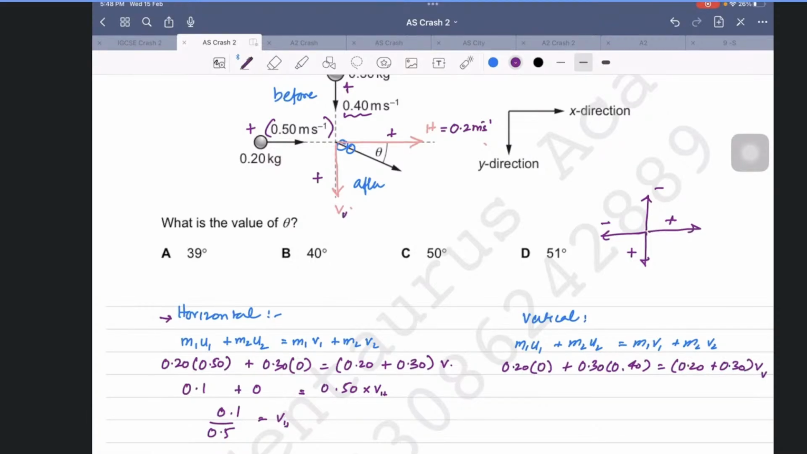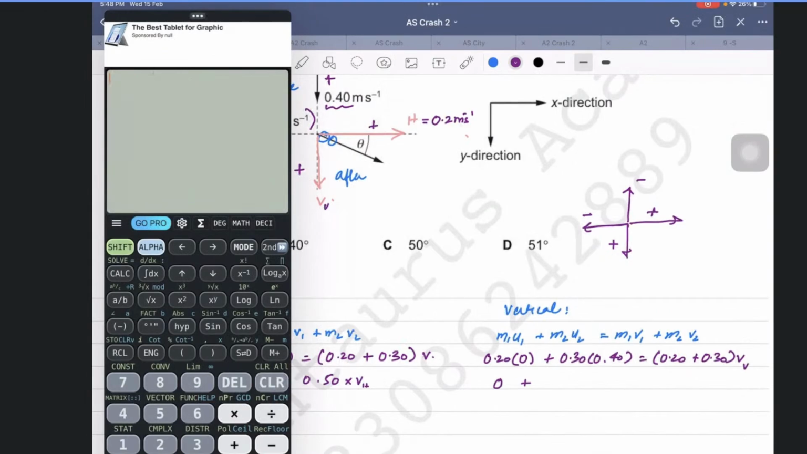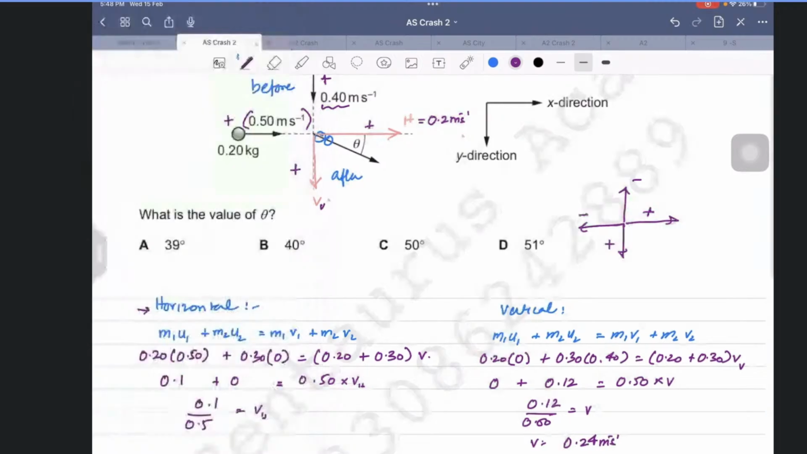So this will be 0 plus, let me just solve this here. 0.3 times 0.4, which is 0.12, equals 0.50 times v, which is 0.12 divided by 0.50 equals v. And the v comes out to be 0.24 meters per second, which is this value.